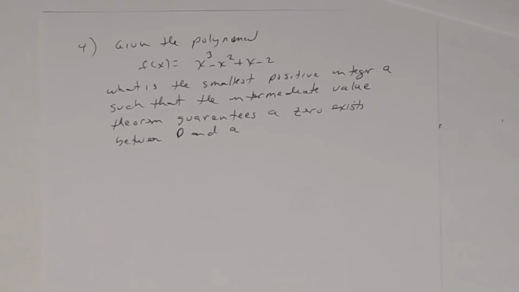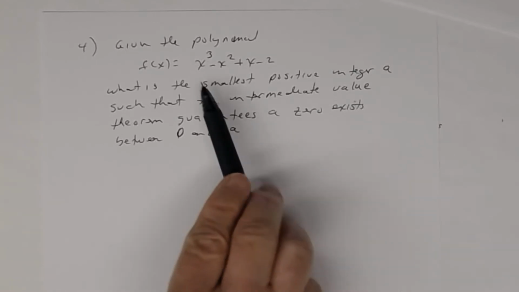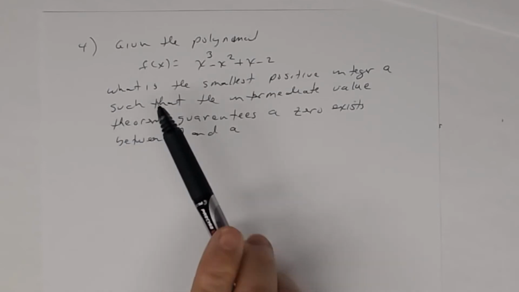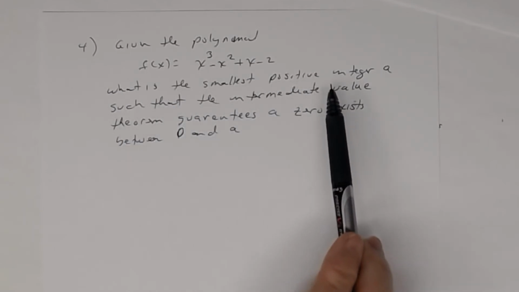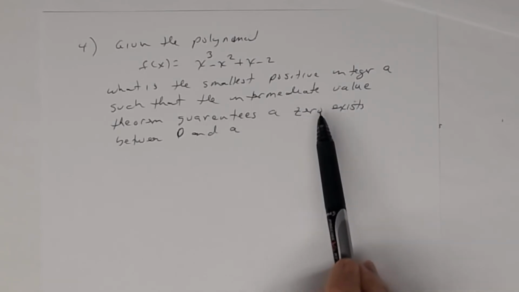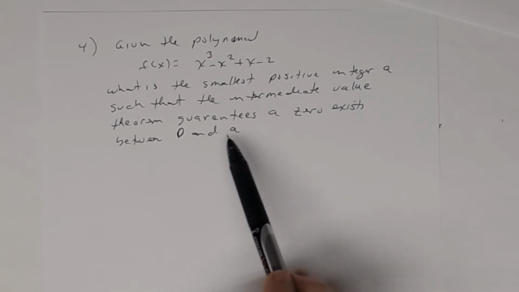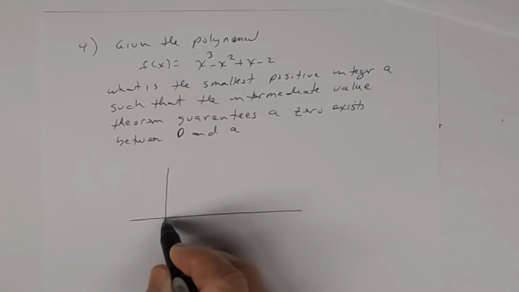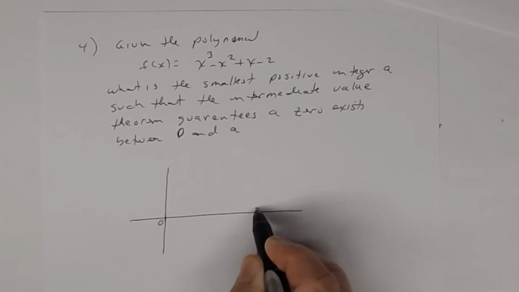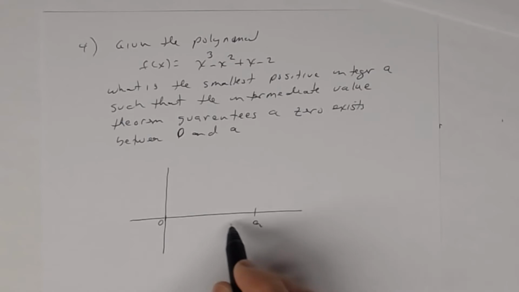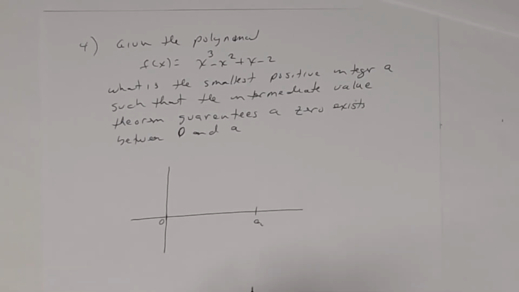All right, so let's look at this one. This time we have the function f of x equals x cubed minus x squared plus x minus 2. And the question is, what is the smallest positive integer a such that the intermediate value theorem guarantees a 0 exists between 0 and a? So in other words, here's where x is 0, and I want to know the smallest positive integer a, so that the graph is going to cross the x-axis. Okay, the smallest positive integer.